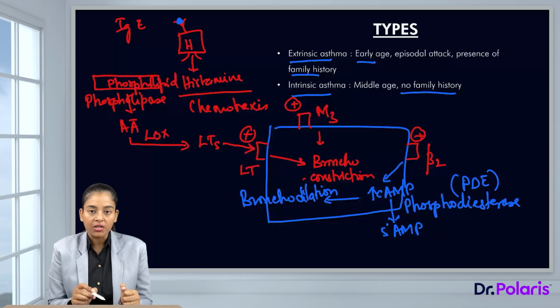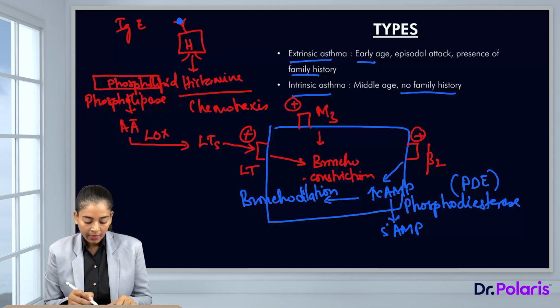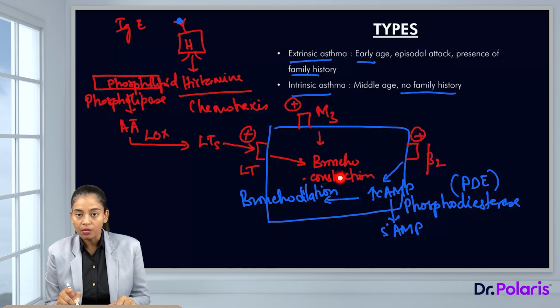The other side is that the allergen acts on the phospholipid bilayer of the cell membrane. The enzyme phospholipase acts on the cell membrane and releases arachidonic acid. AA is arachidonic acid. This pathway has been dealt with in the chapter on prostaglandins, leukotrienes and platelet activating factor; you can refer to that chapter. Arachidonic acid gets acted upon by the lipoxygenase enzyme and produces leukotrienes. These leukotrienes act on the specific receptor present on the bronchial smooth muscle and cause bronchoconstriction.